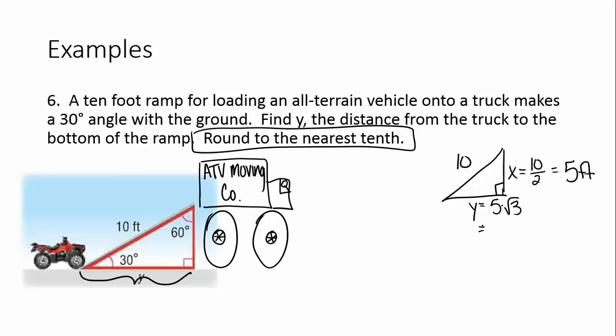So here you get 8.660254, and it goes on. We want to round to the nearest tenth, so that's going to be 8.7 feet. So the ATV and the truck are roughly 8.7 feet apart from one another on the ground. That's the distance on the ground there, that y that we were trying to find.